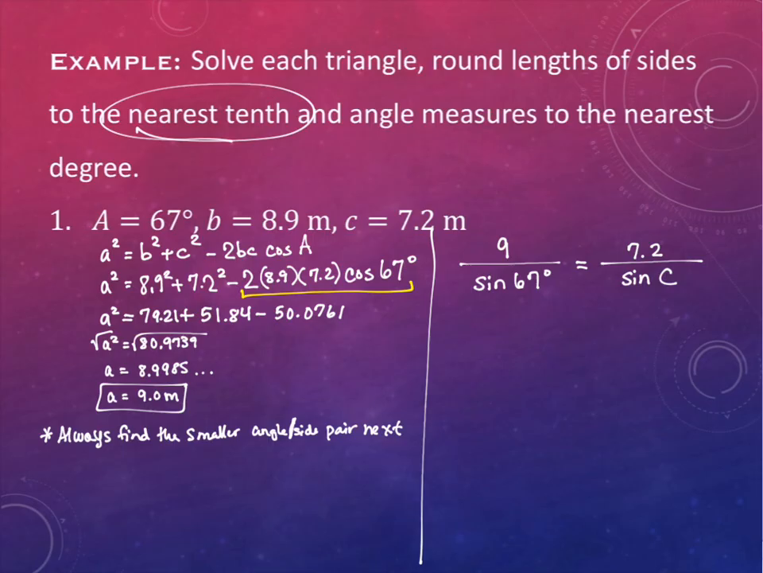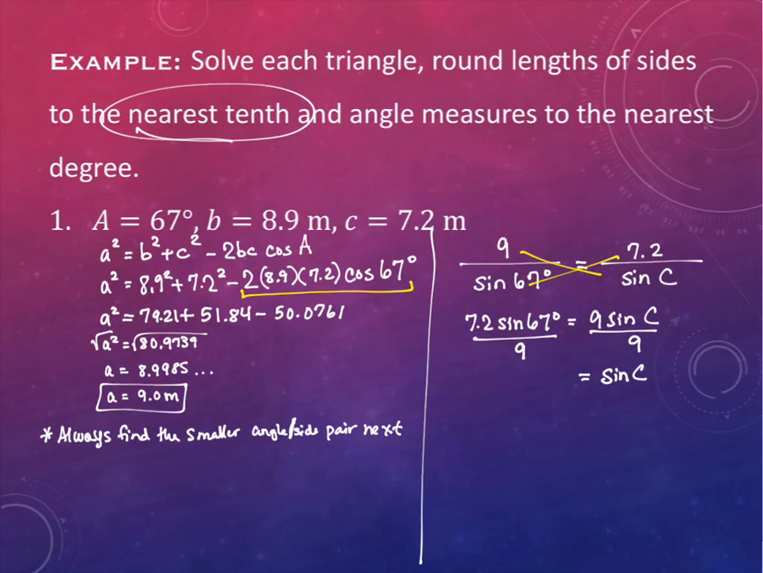Okay, now you've had practice doing law of sines. We're going to cross multiply. So this is 7.2 sine 67 degrees and 9 sine C. You could get a decimal approximation for the left if you would like. I'll just wait till the end. What would I need to do to solve this for sine of C? I'll divide by 9. And this will give me on the right-hand side sine C, which is what I'm looking for.